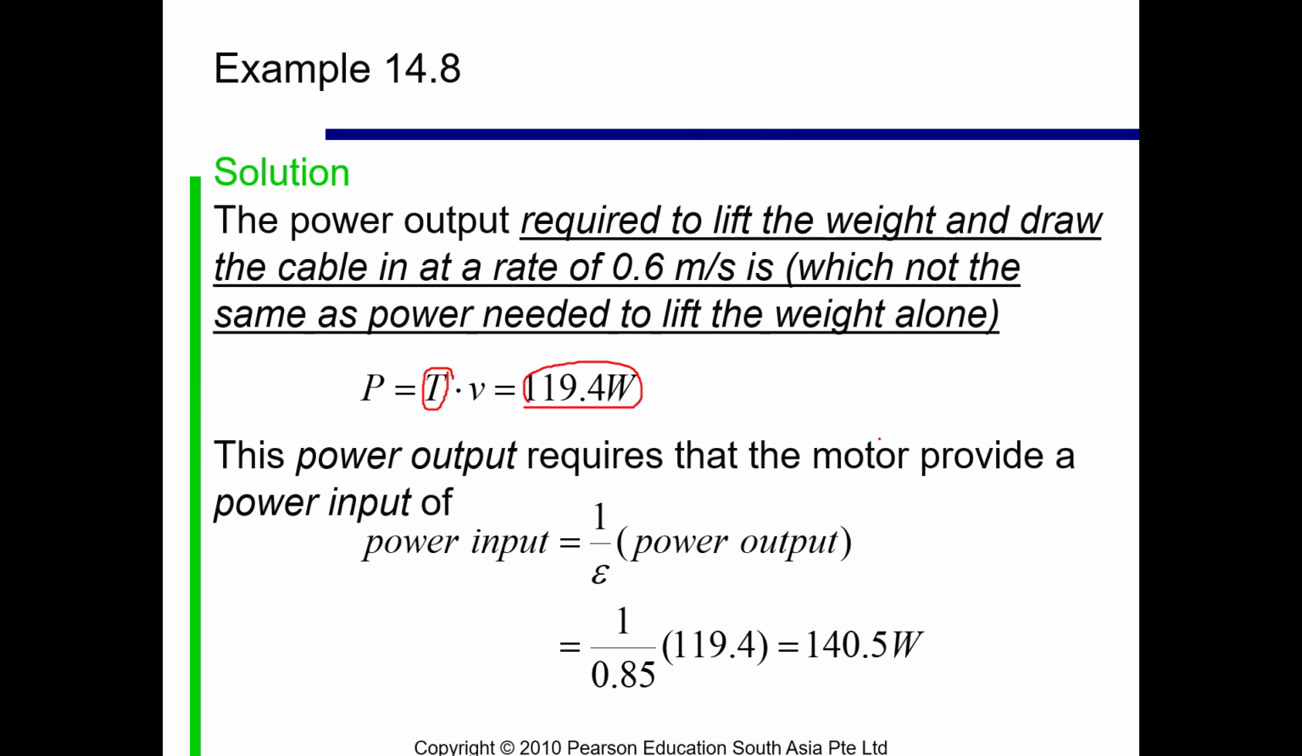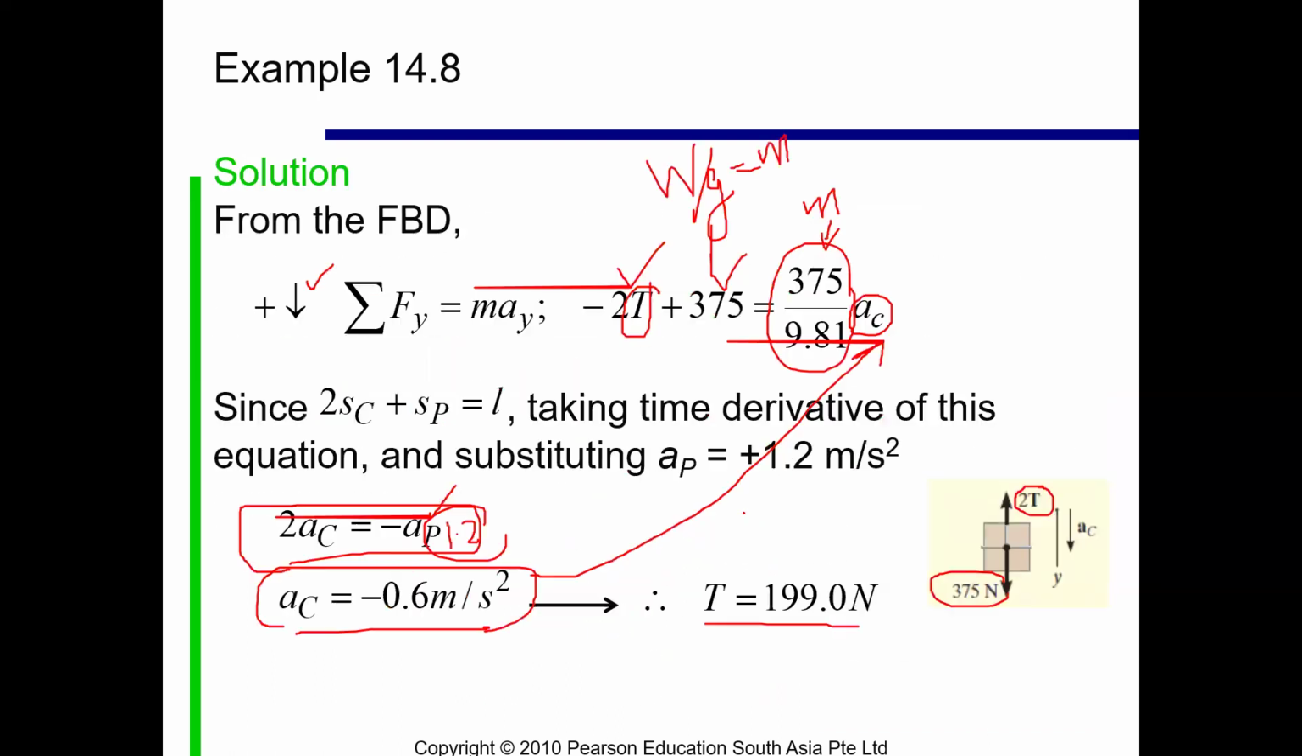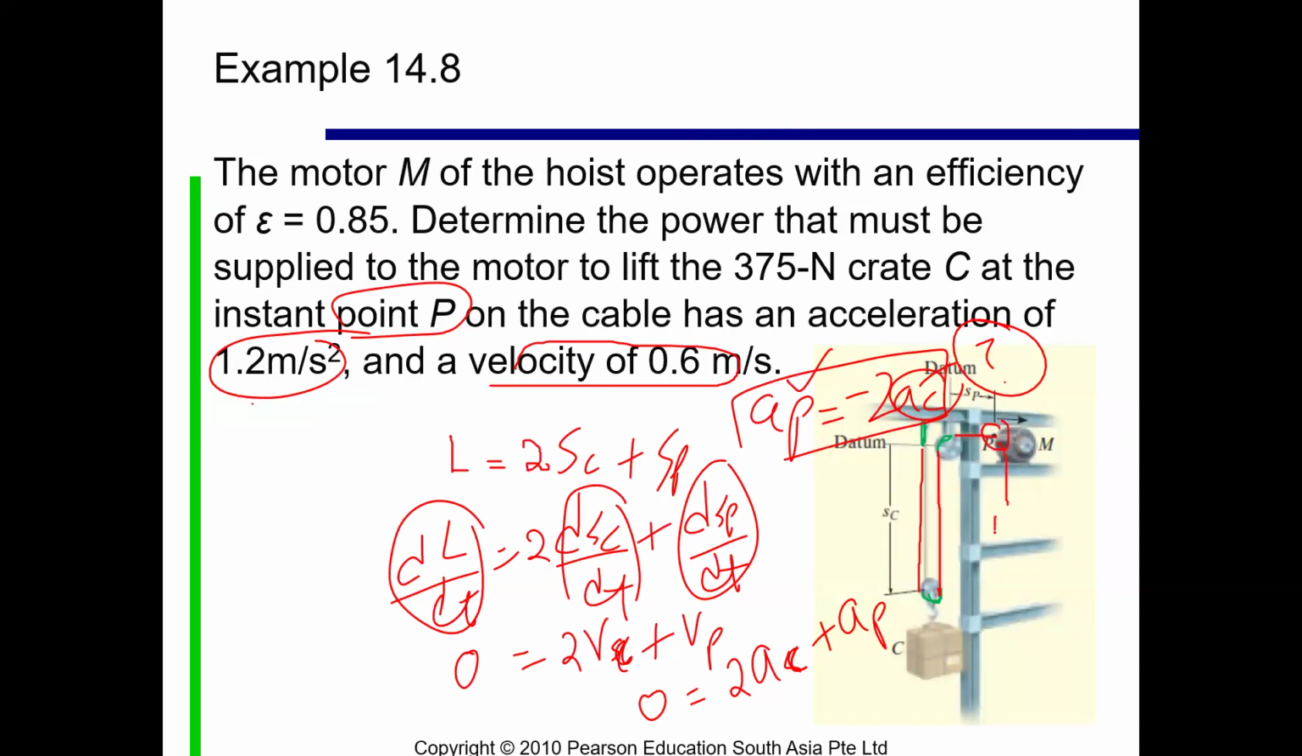119.4 watt. Now, student, one important thing you need to understand is that this is the force, this is the power, 119.4, which is required in the system. This is what you need, right? So think of this as the motor. This is the input. This is the output. So at the output, what you need is this much power, right?